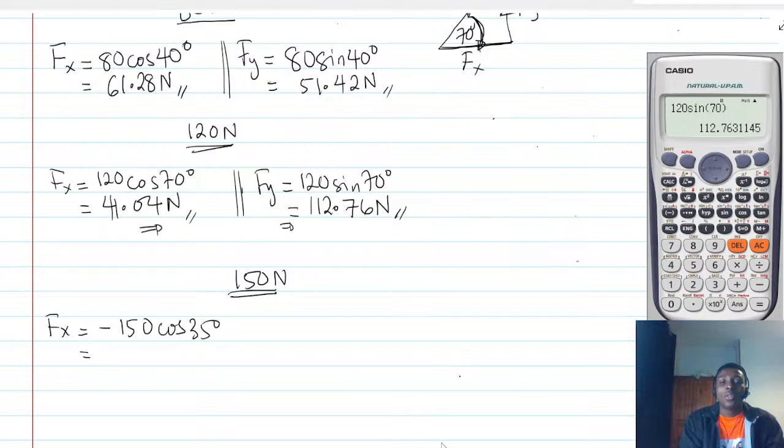Okay, so what is it then? So essentially, it's going to be 150 cosine 35, which is minus 122.87 newtons.